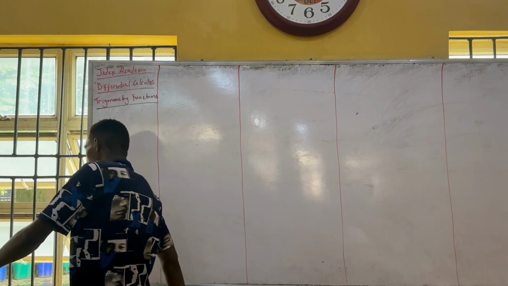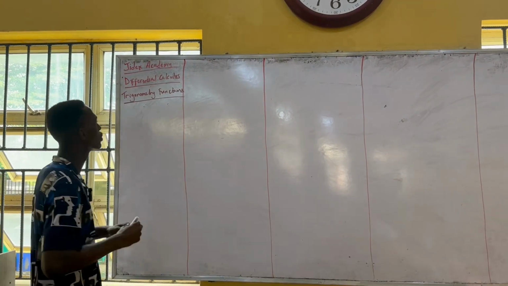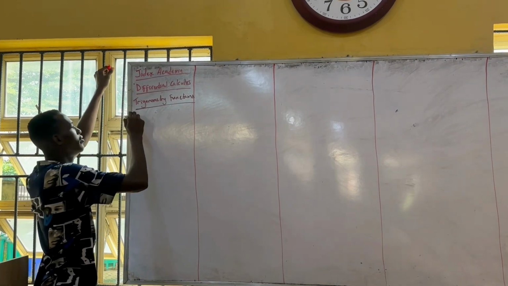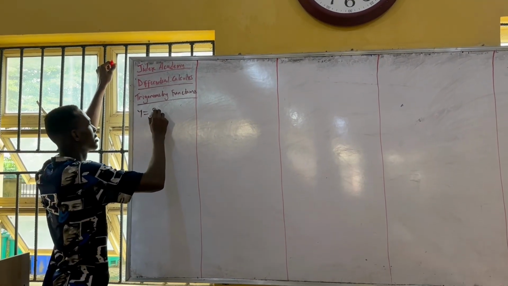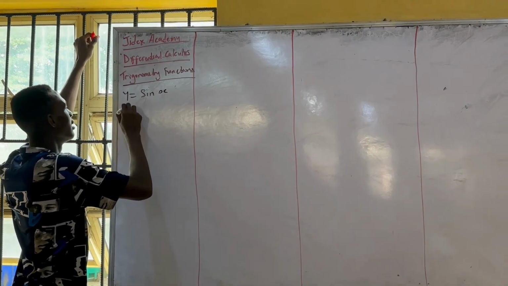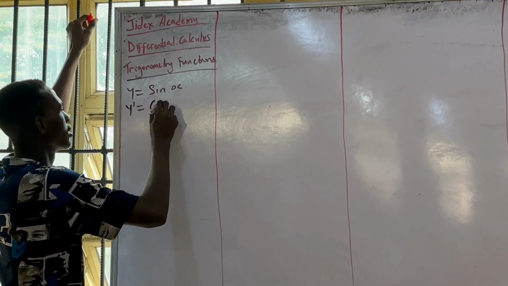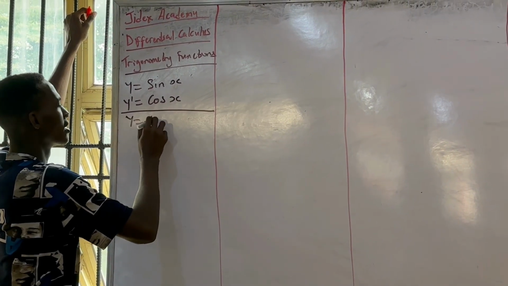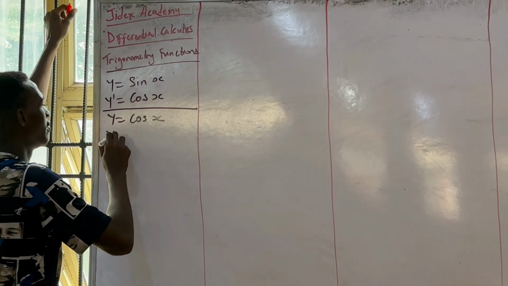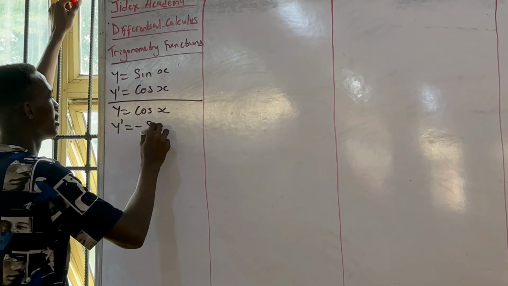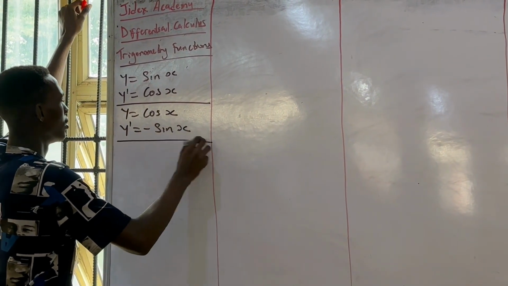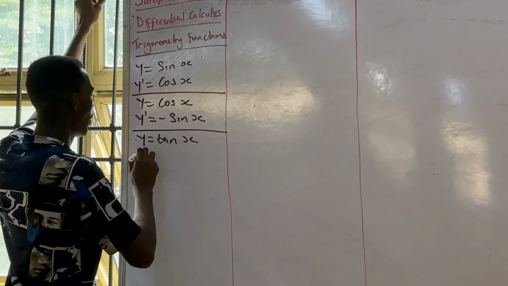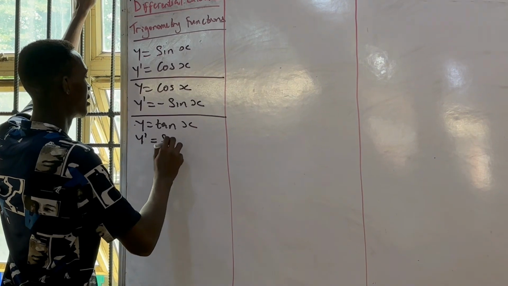Now, before we move into any questions, I would like to introduce you to how you differentiate your trigonometry function. If your y is equal to sine x or sine theta, then your y derivative is equal to cos x. If your y is equal to cos x, your y derivative is equal to minus sine x. If your y is equal to tan x, then your y derivative is equal to secant square x.